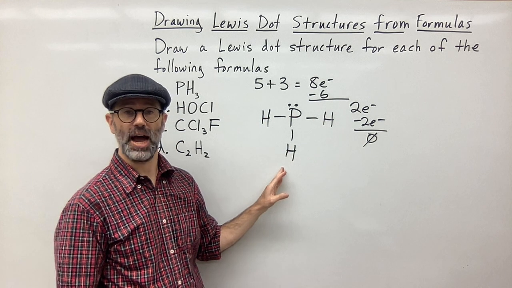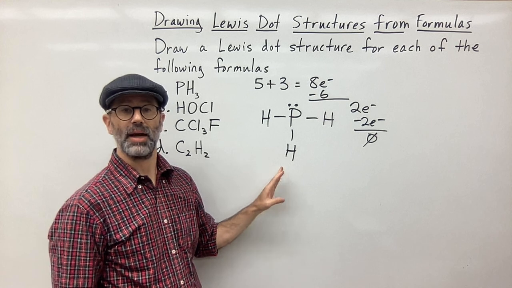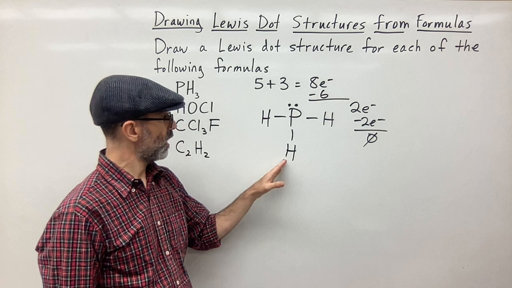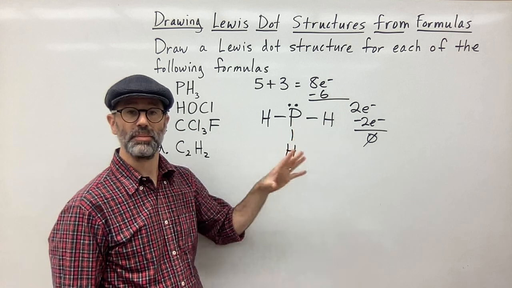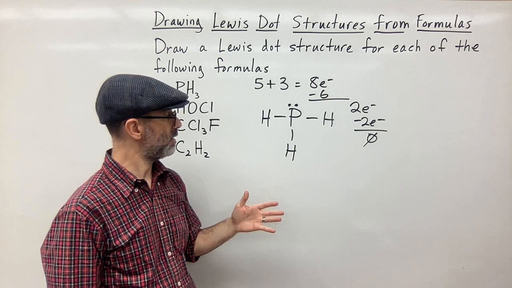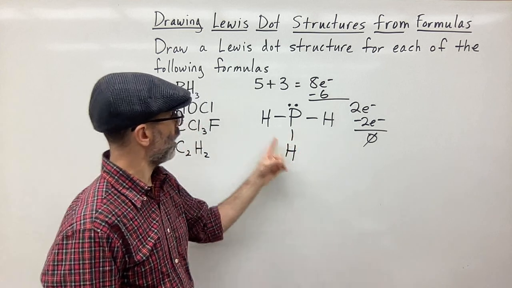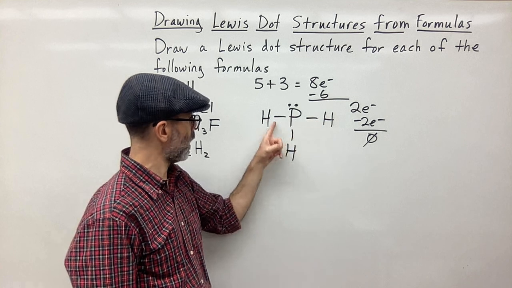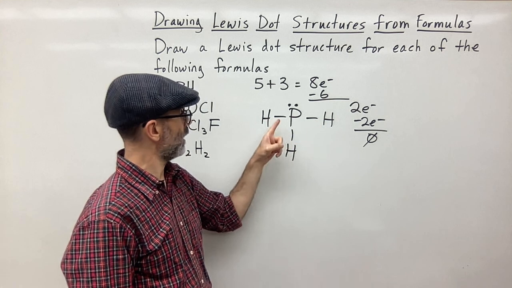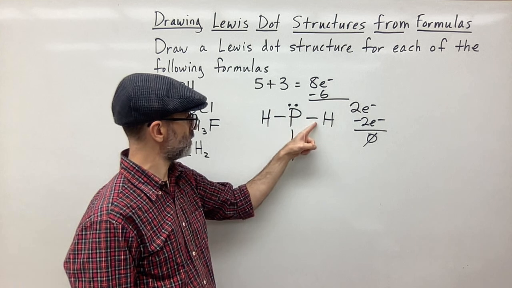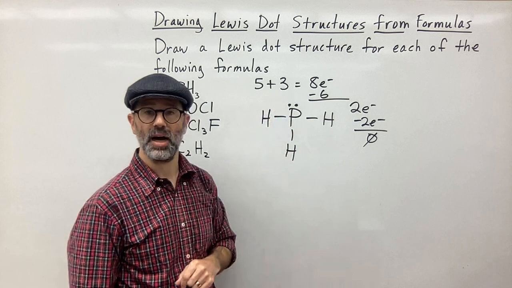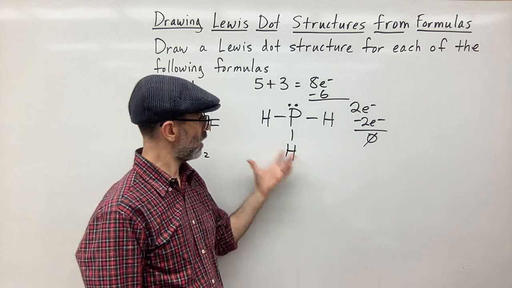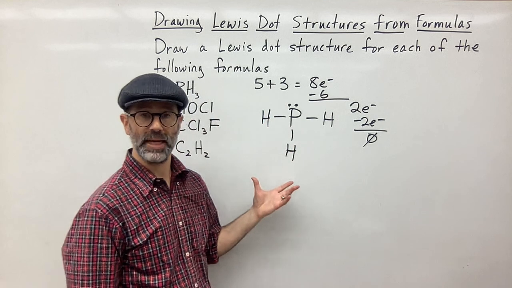If all of the atoms are happy with what they've got, then I'm done. But if they're not happy, then usually it's going to be the central atom that doesn't have an octet and it needs an octet, right? So here, I double check each hydrogen is happy with a single bond, that's 2 electrons. And then here for my phosphorus, I have 3 bonds, that's 6, plus the lone pair, that's 8. So phosphorus is happy with 8. This is done. So this is my Lewis dot structure for PH3.